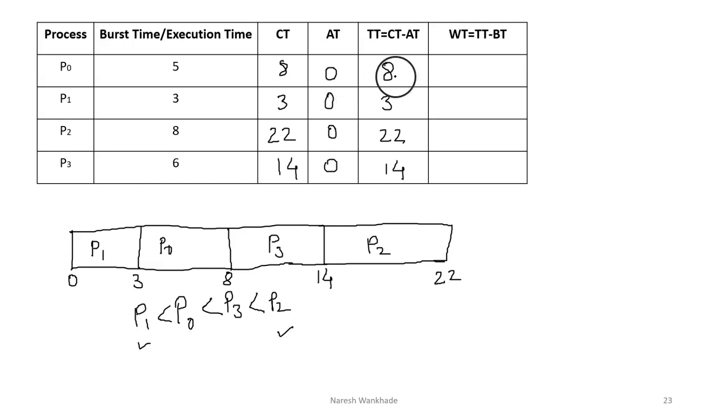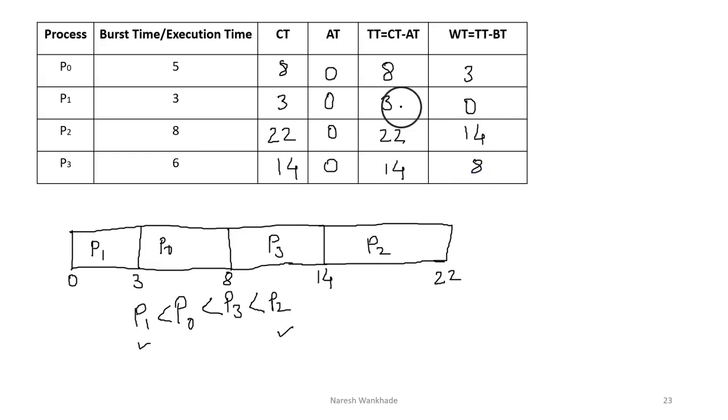Waiting time is turnaround time minus burst time. That is 8 minus 5, 3; 3 minus 3, 0; 22 minus 8, 14; and 14 minus 6, 8.